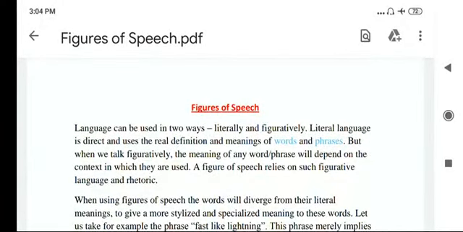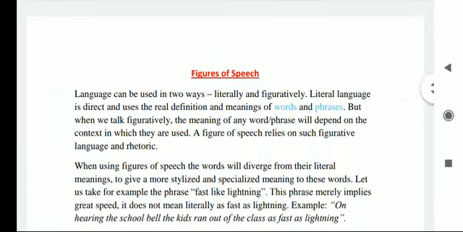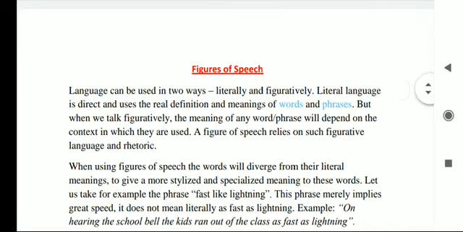Our today's topic for discussion is figures of speech. Dear students, language can be used in two ways, literally and figuratively. Literal language is direct and uses the real definition and meaning of words and phrases. But when we talk figuratively, the meaning of any word or phrase will depend on the context in which it is used. A figure of speech relies on such figurative language and rhetoric.